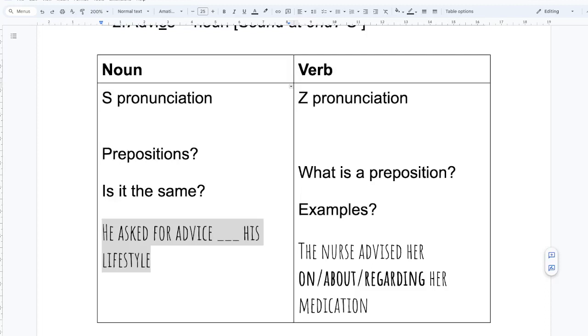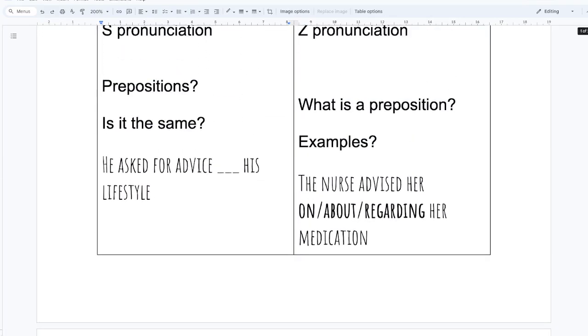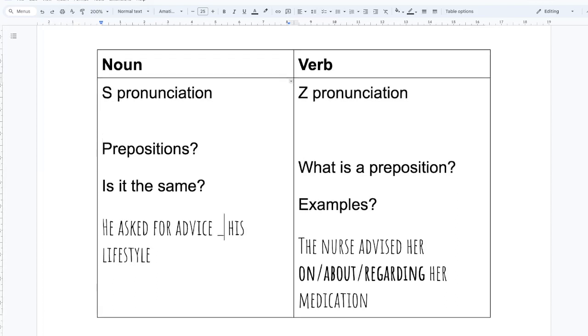Rika's saying on. He asked for advice on his lifestyle. Catalina's saying about. So let me just put these in, guys. Good answers here from all of you. Rika, on, Catalina, about. Thank you for your answers. Very quick. Anyone else want to guess what prepositions we can use here? So guys, he asked for advice on his lifestyle. He asked for advice. You can say, correct?